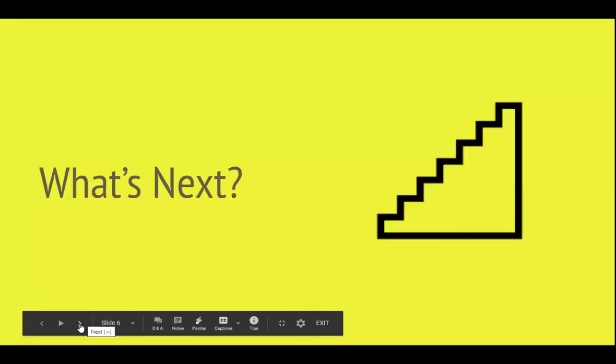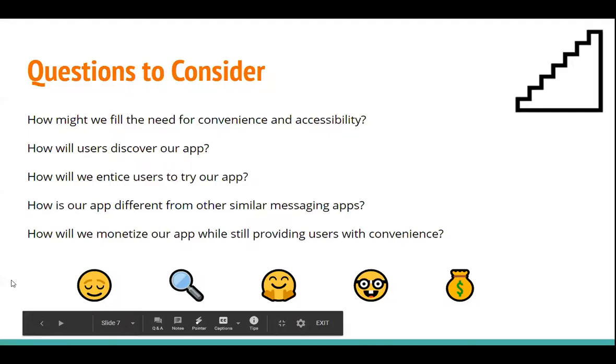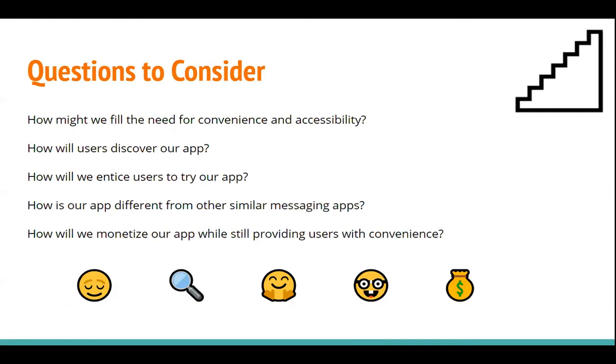And what's next? In terms of developing further research, we have some questions to consider. How might we fill the need for convenience and accessibility? How are they going to discover and find our app? How are we going to attract users to even visit our application? That's half the battle. How are we going to be different from other messaging apps, and what can we provide that others don't?